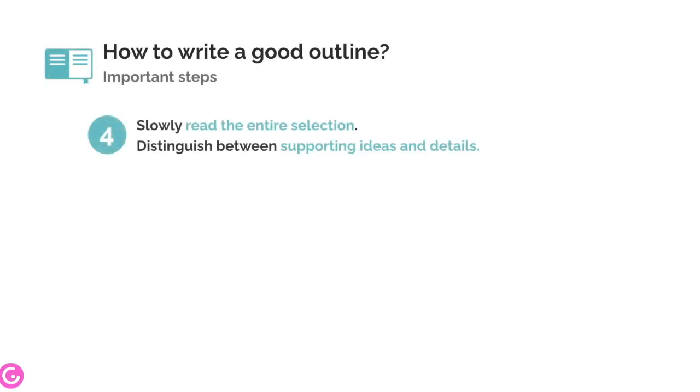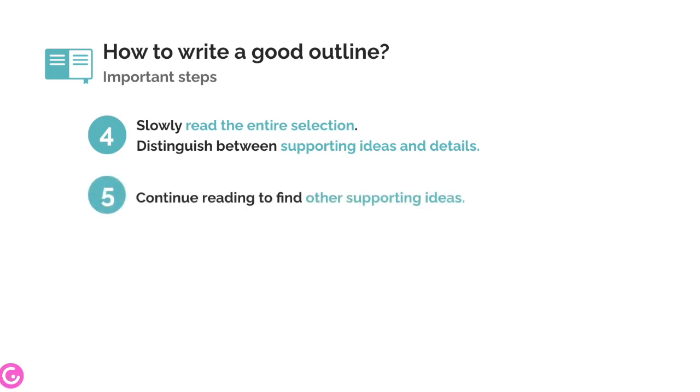Step 4. Slowly read the entire selection, beginning with the first paragraph again. Try to distinguish between supporting ideas and details. Supporting ideas are broad categories, just not as broad as the main idea. Details are the specifics about a supporting idea that expand the main idea. List the first supporting idea on the outline under the main idea.